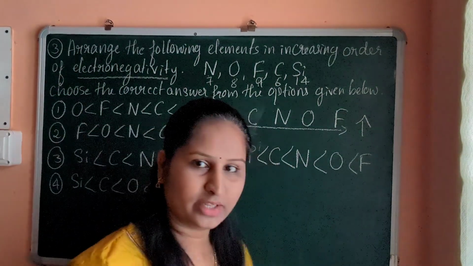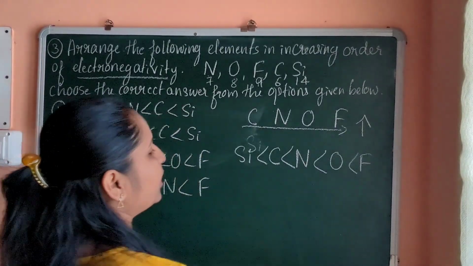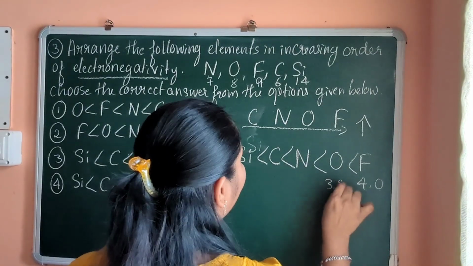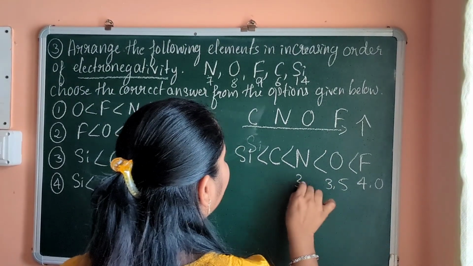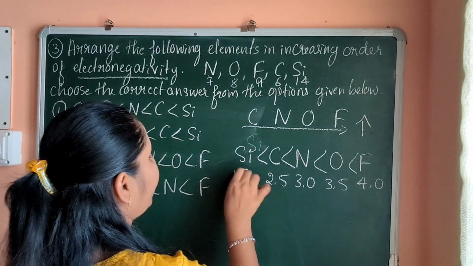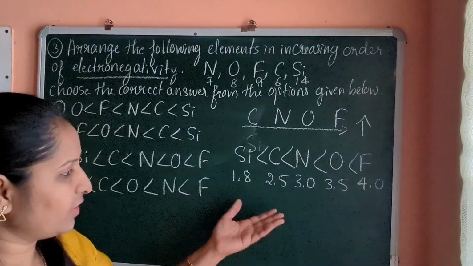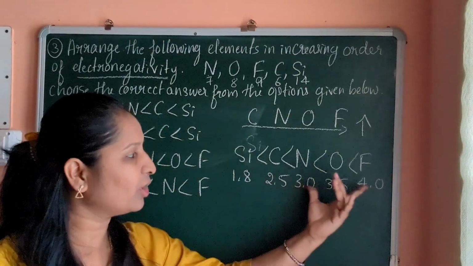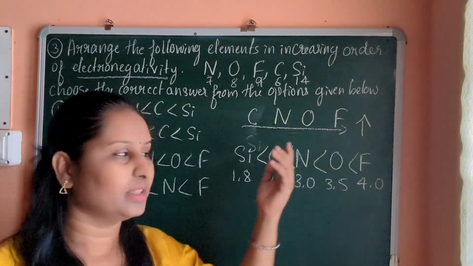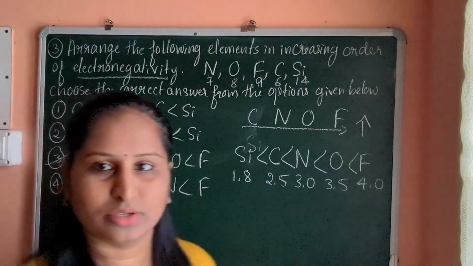And I am going to write the electronegativity values according to the scale here. For fluorine it is 4. For oxygen it is 3.5. For nitrogen it is 3, for carbon it is 2.5, and for silicon it is 1.8. According to the Pauling scale also, these are the values for electronegativity. So according to these values and also according to the periodic trends, option 3 is the correct answer for this question.